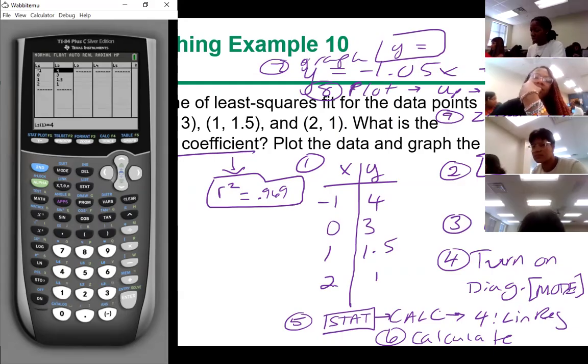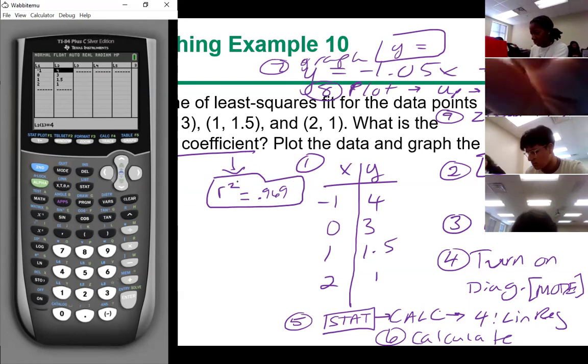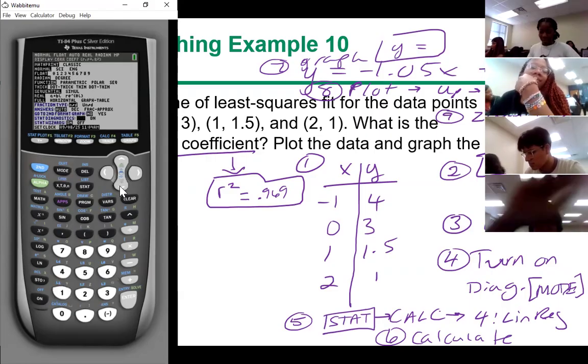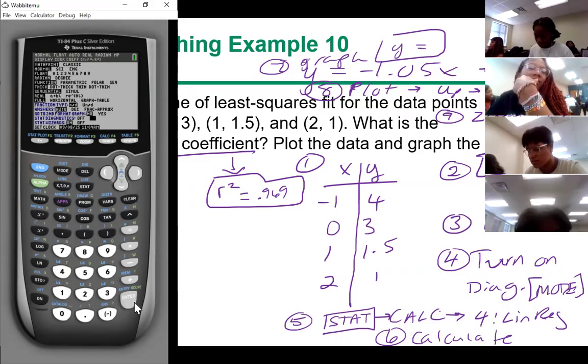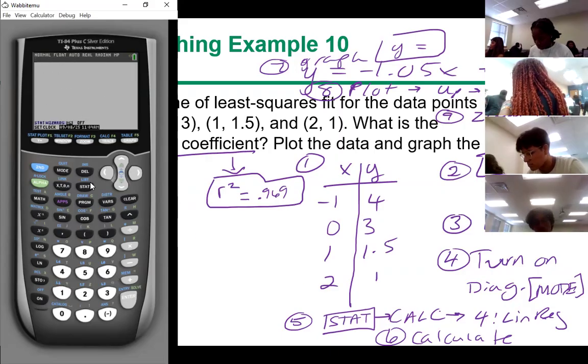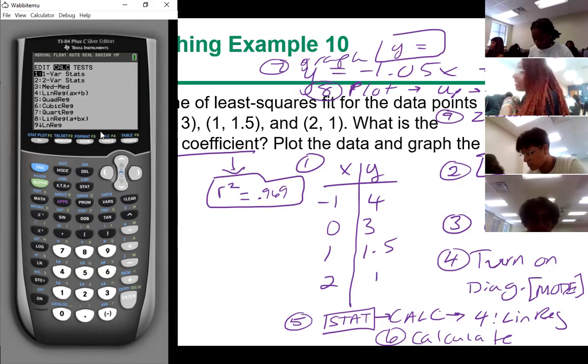And now we're on step 4. I want to turn on the diagnostics. If I do not turn on the diagnostics, I will not see that R² value. So I'm going to go to mode, come down to where it says stat diagnostics, and turn it on. Now that it's on, I'm going to go to stat calc 4 for linear regression.